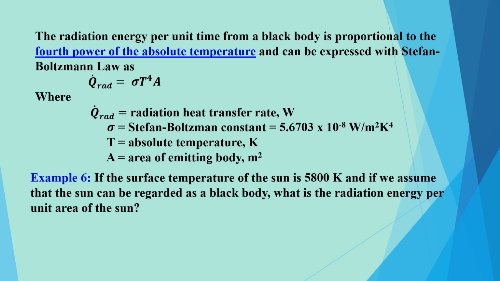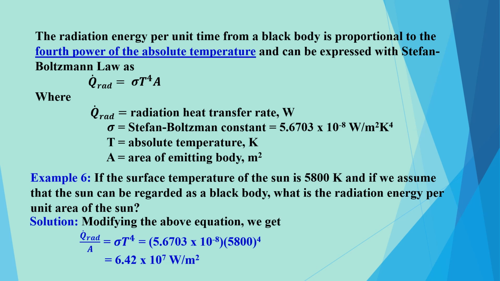If the surface temperature of the sun is 5,800 Kelvin and we assume that the sun can be regarded as a black body, what is the radiation energy per unit area of the sun? Solution. Modifying the above equation, we get Q dot rad over area equals sigma T to the fourth. And substituting the values, we have 6.42 times 10 to the 7 watts per meter squared.